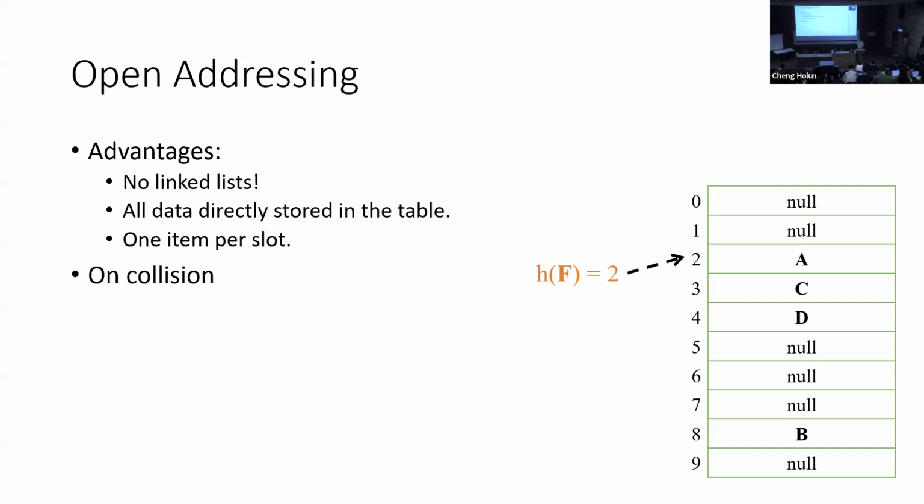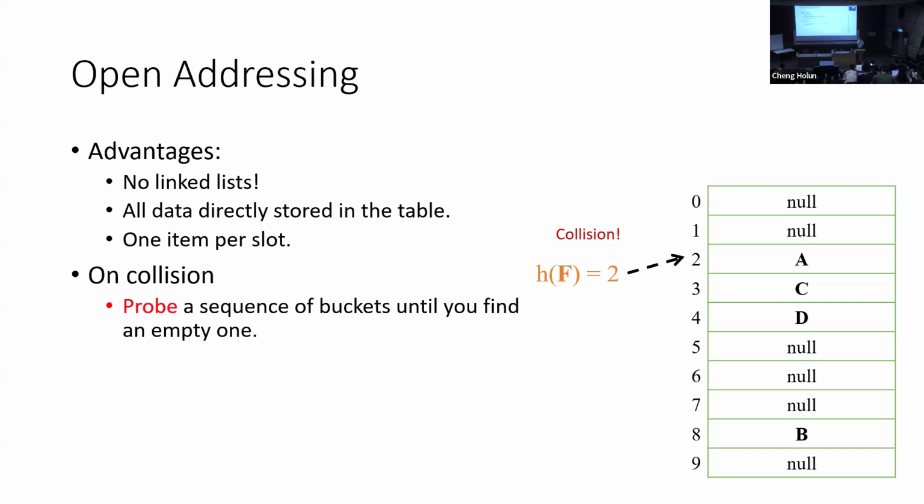But then you have collision. How? If I hash another value, let's say the hash of F is also equal to 2, too bad, slot 2 already has A. How? That is what we try to solve here. In open addressing, we will think of a way to settle F without adding a linked list. So if you have a collision, I do something called probing. What is probing? Probing means after the collision, I see if the next position is empty. If the next position is empty, I put F there.